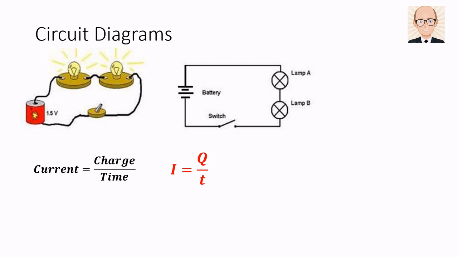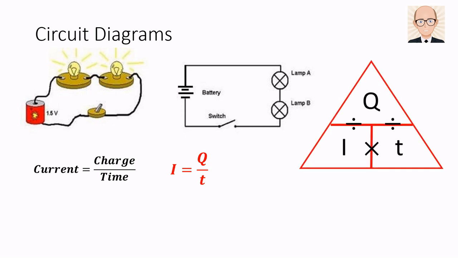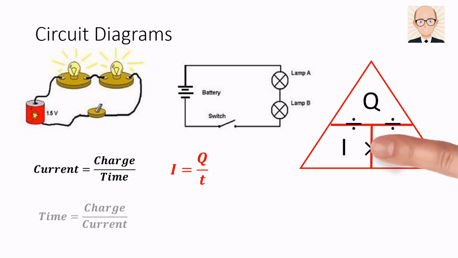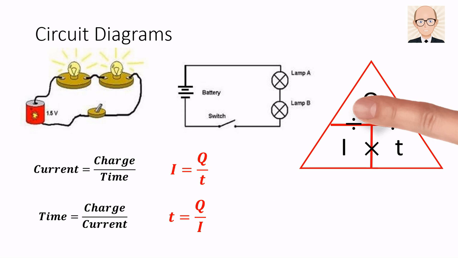We can use one of those formula triangles if you feel you really need one, although I'd highly recommend you learn how to rearrange these mathematical formulae for yourself. So remember how to use it. We cover up the quantity we're after, in this case current, and we're left with the charge over time. We can do the same for the other quantities in order to make these the subject of the formula. So covering the time gives us time equals charge over current, or T equals Q over I, and covering charge gives us charge equals current times time, or Q equals IT.